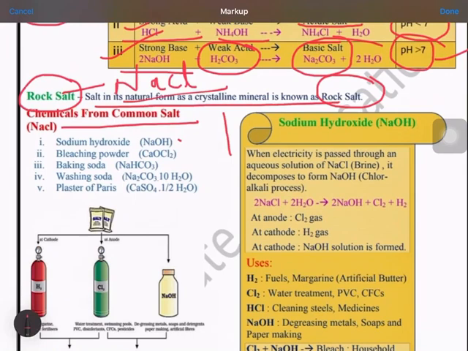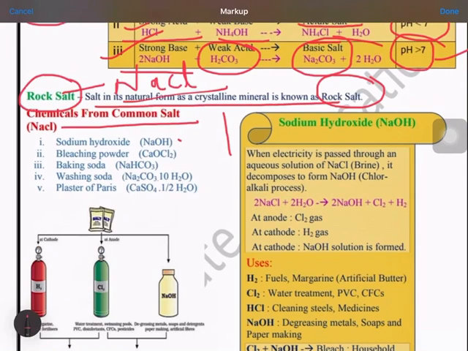Washing soda is sodium carbonate with 10 molecules of water. You have to remember that whenever the formula of washing soda is asked, you have to write these 10 molecules of water in it. Then only it will be the formula of washing soda; otherwise it will be a simple salt, that is sodium carbonate. And the last one is plaster of Paris. All these salts we will read in the next worksheet in the coming week. It is calcium sulfate hemihydrate. Why is it called hemihydrate? Because it has half a molecule of water.